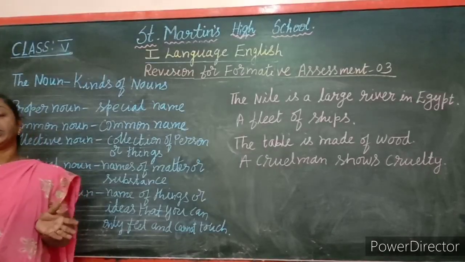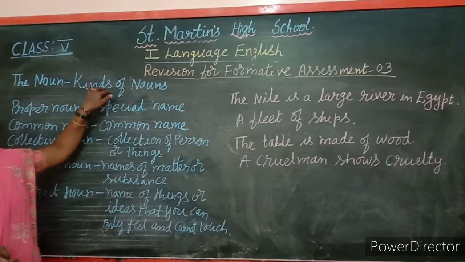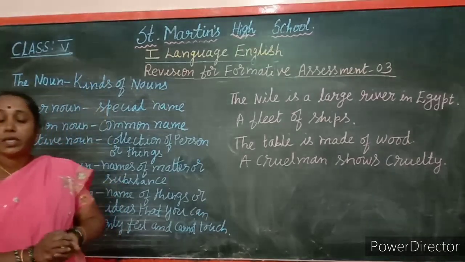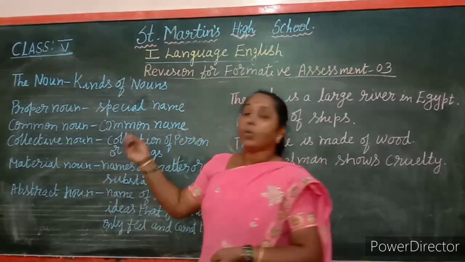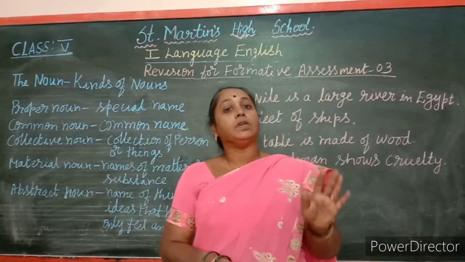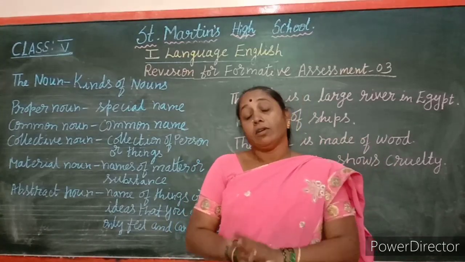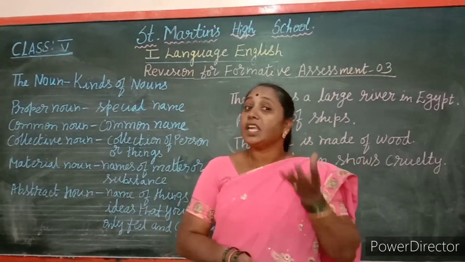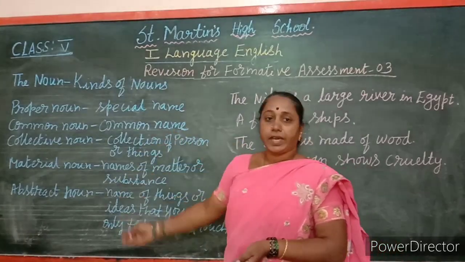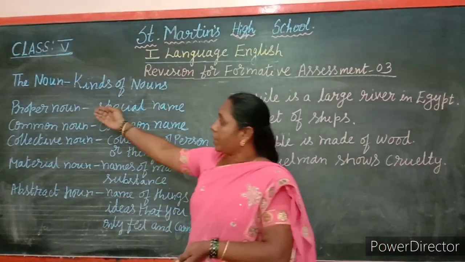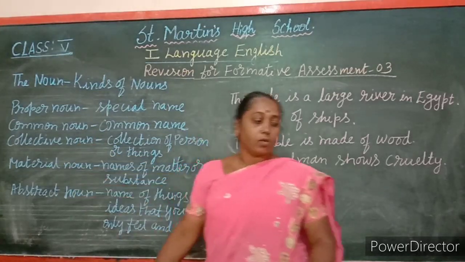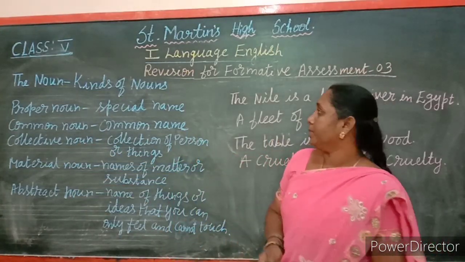Yes, your grammar portions are the noun, kinds of nouns, verb and kinds of verbs. First let us move to the nouns and kinds of nouns. What do you mean by a noun? Noun is the name of a person, place, animal, thing, or feeling or ideas. It is a naming word. So this noun is divided into 5 kinds. What are they? Proper noun, common noun, collective noun, material noun and abstract noun.